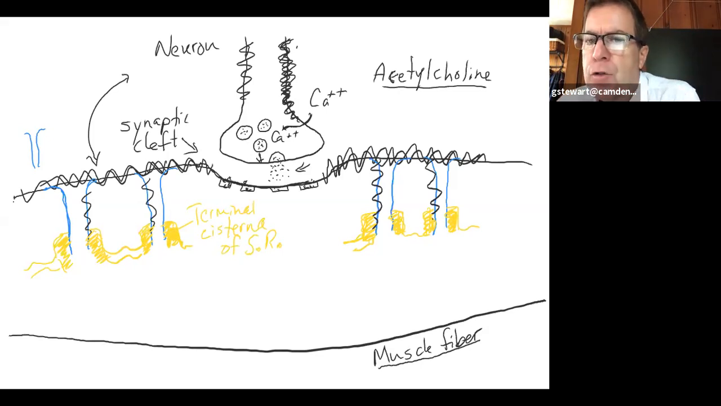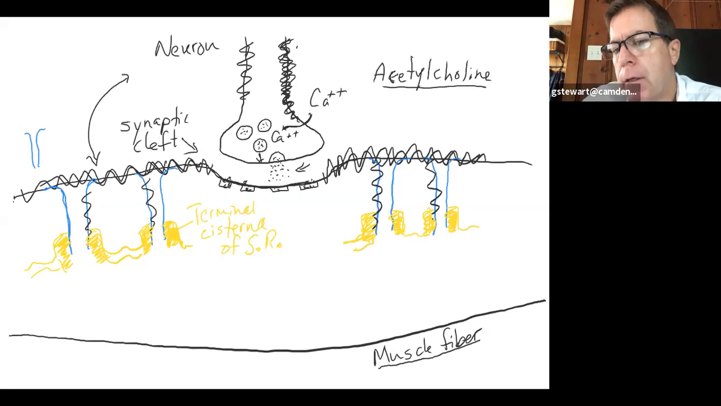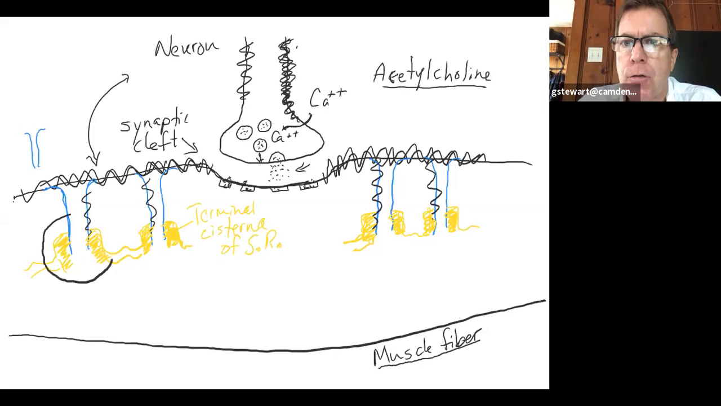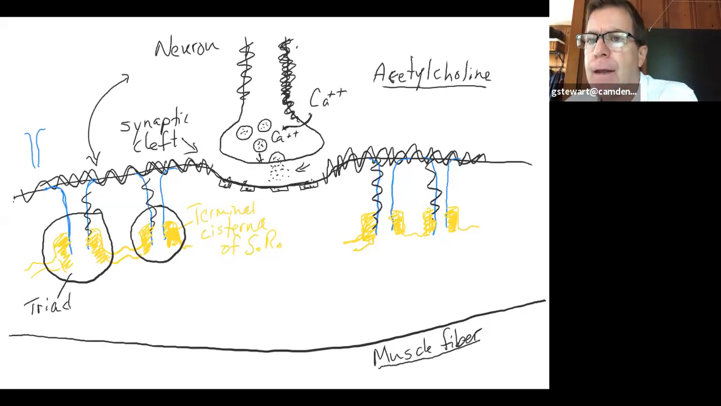Now, the term triad, which you will read in your textbook, just refers to what's going on at the end of a T tubule. Notice that I've drawn 2 terminal cisternae associated with each T tubule. 2 plus 1 is 3, so we call this area the triad. I'm going to go over this whole story again when I get to the end.